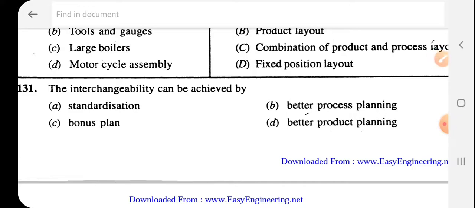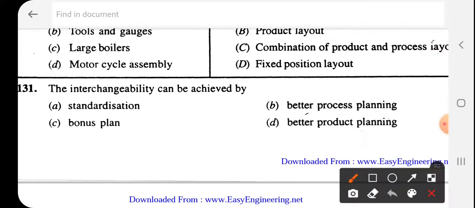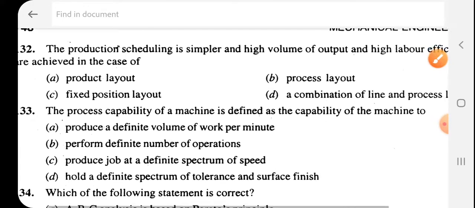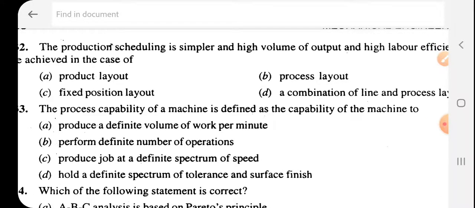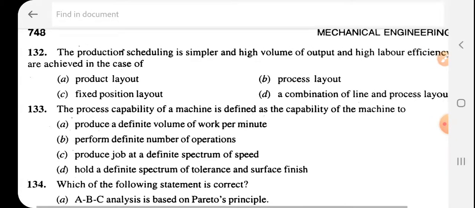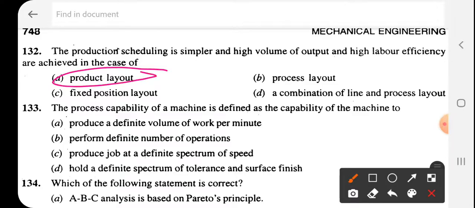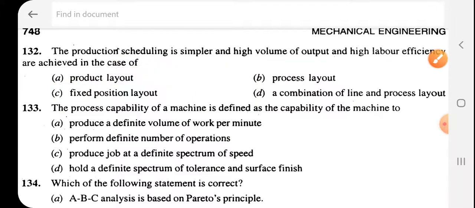Interchangeability can be achieved by standardization. 132. Production schedule is simpler and high volume of output and high labor efficiency are achieved in case of A, that is the product layout. So production schedule is simple, high volume of output and high labor efficiency are achieved in case of product layout, because similar products will be manufactured.